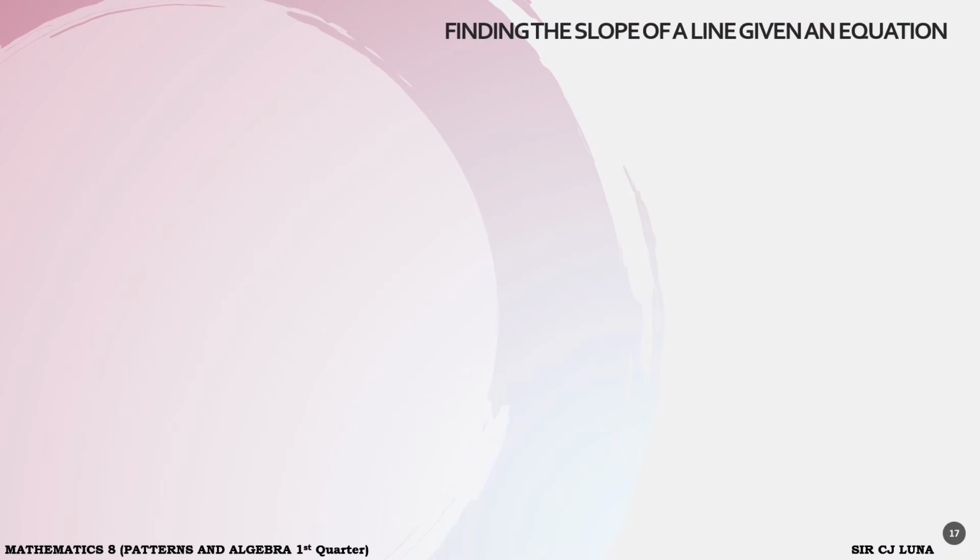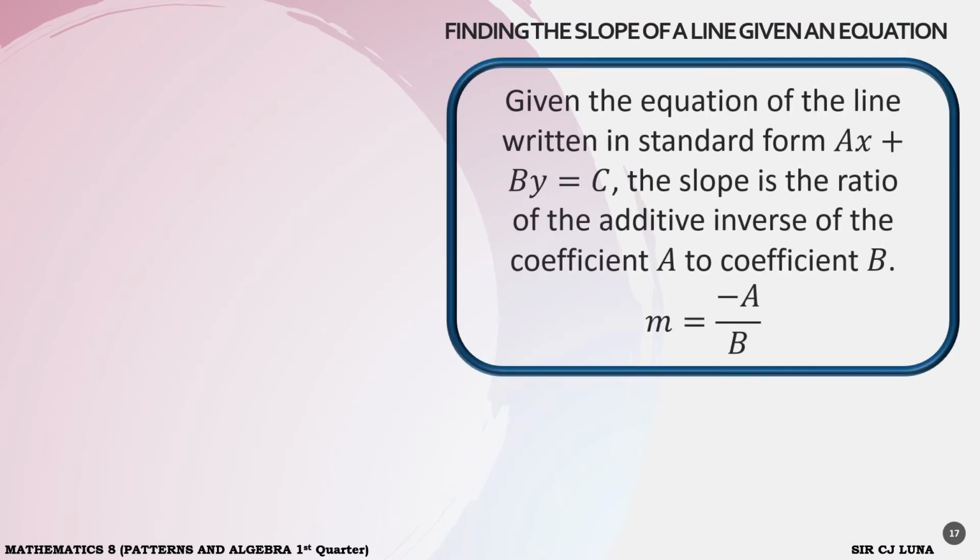This time, we will find the slope of a line given an equation. So our equation should be written in the standard form, Ax plus By equals C. The slope is the ratio of the additive inverse of the coefficient A to the coefficient B. So we have m is equal to negative A over B.